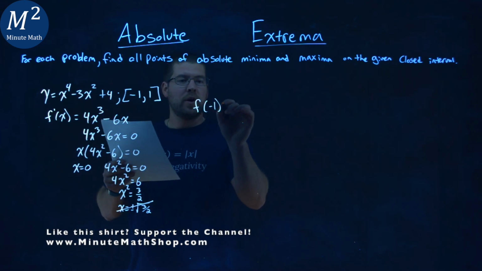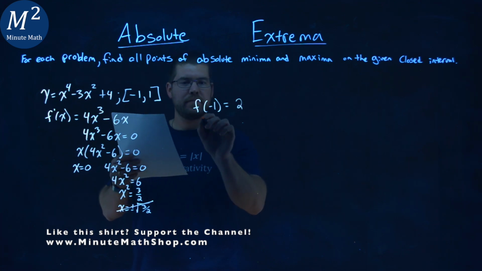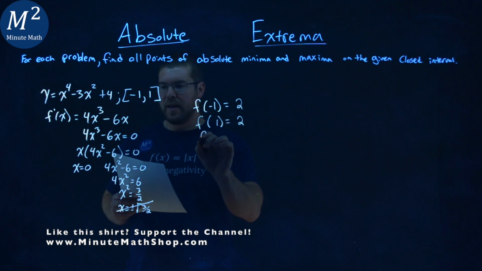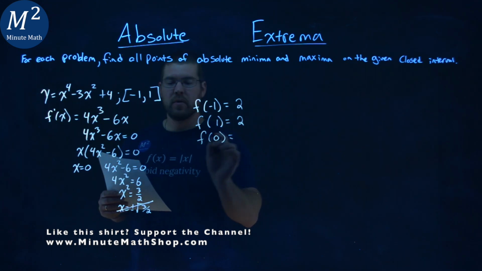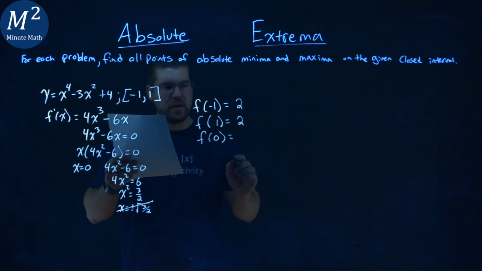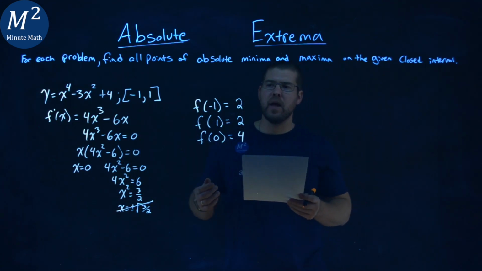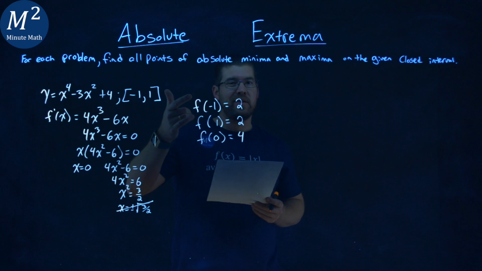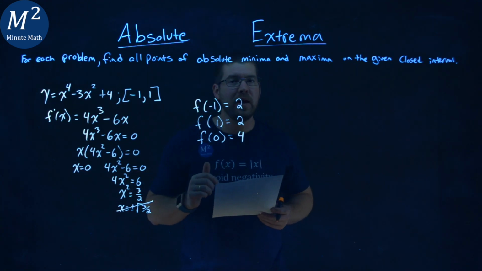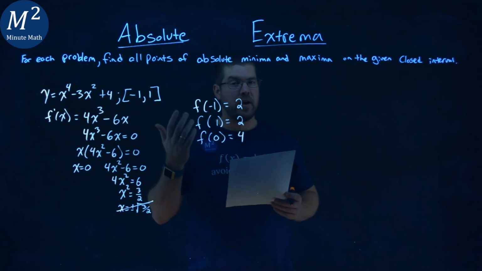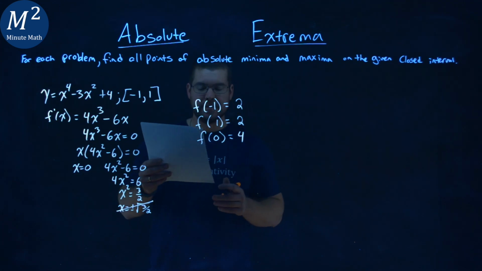f of -1 is a positive 2. f of positive 1 is a positive 2 as well. And f of 0, the critical value, plugged into our original equation, is a positive 4. So what does this tell us? Well, that means we have two minimum values that are the same at a y value of positive 2, and one maximum value of 4 when x is 0.